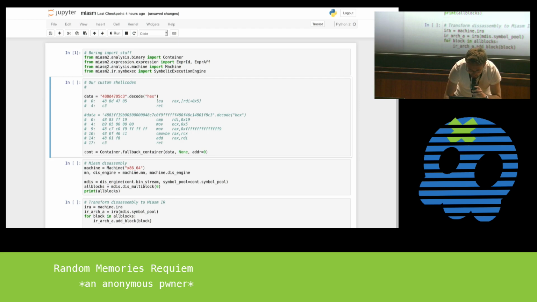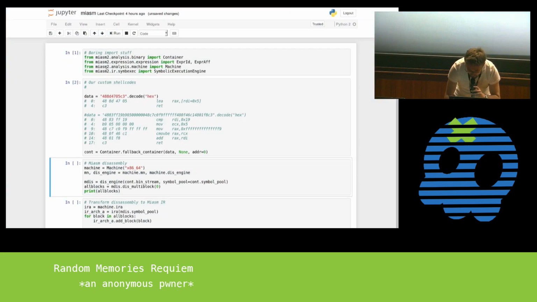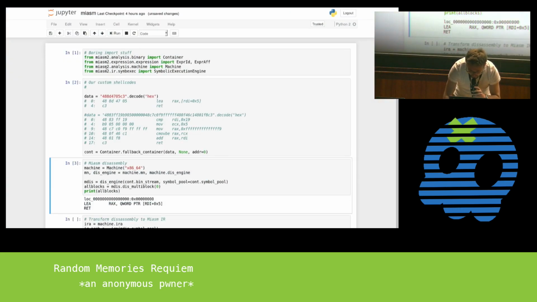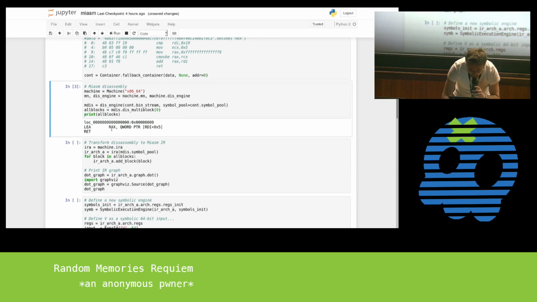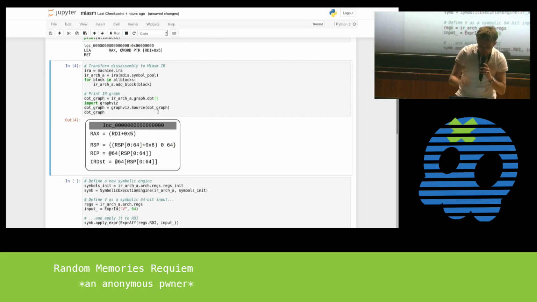Okay, we run Miasm, we import stuff. This is our shellcode. It's just a function which just makes v plus 5. Really simple. So first thing we need to do, we disassemble the assembly using Miasm. So it's LEA RAX, [RDI plus 5]. So that's v plus 5. Then we convert it to the Miasm IR. Basically it converts this assembler instruction to equivalent symbolic expressions. And so it says RAX is equal to RDI plus 5. That's basically what we do.